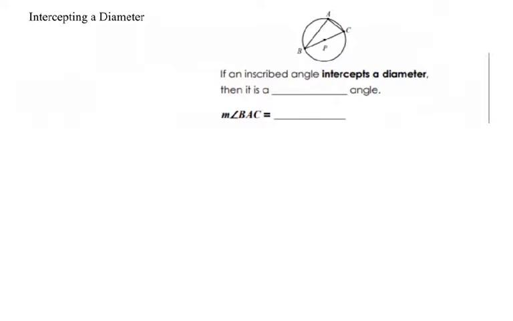So if an inscribed angle intercepts a diameter, then it is a right angle. Alright, so here is an angle ABC. It is an inscribed angle. And here is the arc that it intercepts. So that arc would be 180 degrees. And then half of 180 degrees is 90 degrees. So that's why the measure of BAC is 90 degrees. So that would be a right angle right there.